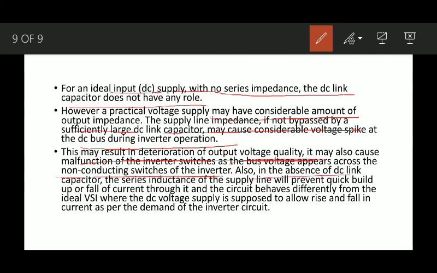In the absence of the DC link capacitor, the series inductance of the supply line prevents quick build-up and fall of current, and the circuit behaves differently from the ideal VSI, voltage source inverter, where the DC voltage supply allows rise and fall in the current as per the demand of the inverter. So the main application of the DC link capacitor, as I told you, is that it bypasses the high frequency component of current and doesn't pass the low frequency current. So these are the main applications of the DC link capacitor.